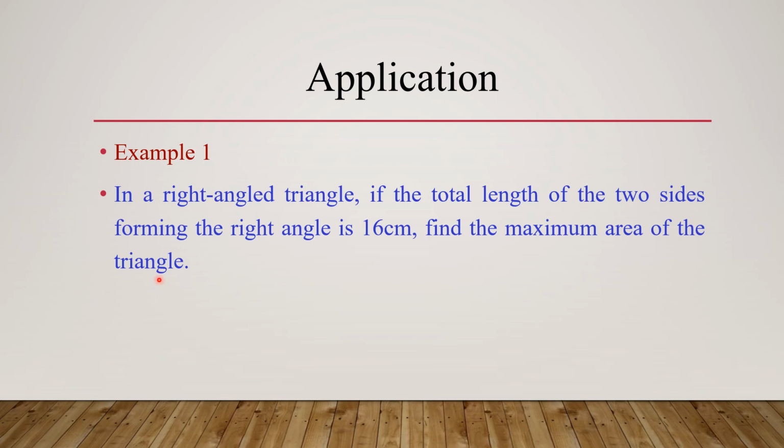And now we can see the application of using completing the square in solving math problems. Like this case, in a right-angled triangle, if the total length of the two sides forming the right angle is 16 cm in total, find the maximum area of the triangle. So the first step is that we need to figure out what this triangle looks like. Obviously we can set the parameter like one of the unknown lengths is x, and then the other side must be 16 minus x.